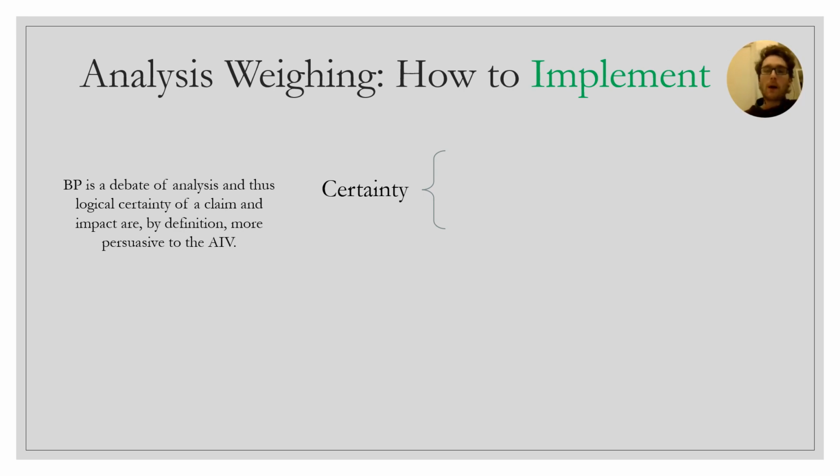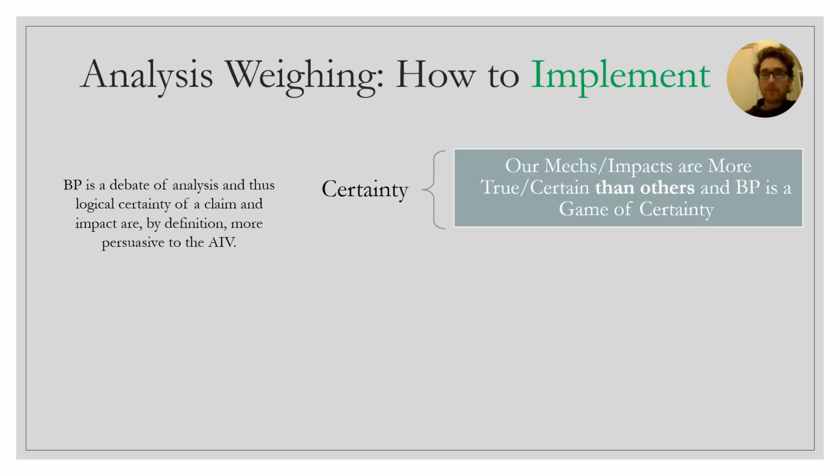How do you actually go about weighing a claim on certainty? Here's what you just have to do. You have to say that the mechs you've provided, i.e. the justifications for why the world changes or the impact accrues, are actually either more true or more certain than specifically others that exist in the debate. Here, this becomes very specific to the type of analysis you're weighing against. So I can't give you a general reason for why one piece of analysis works better than others. This very much depends upon the two pieces of analysis you're weighing against each other.